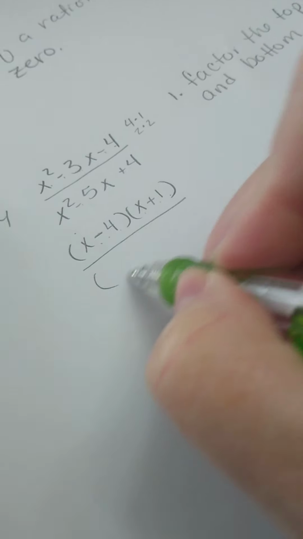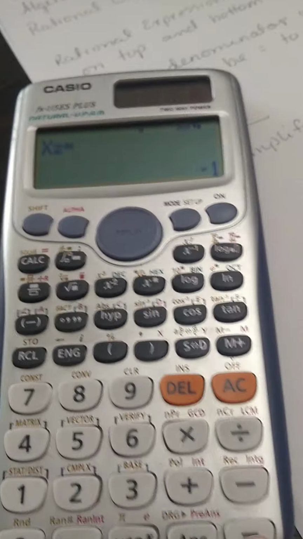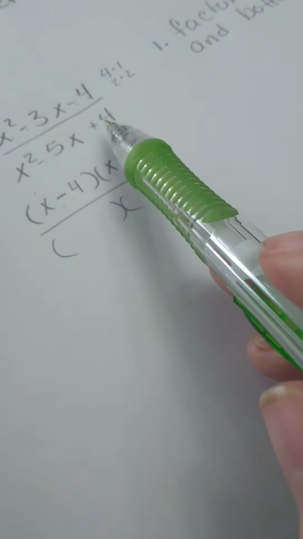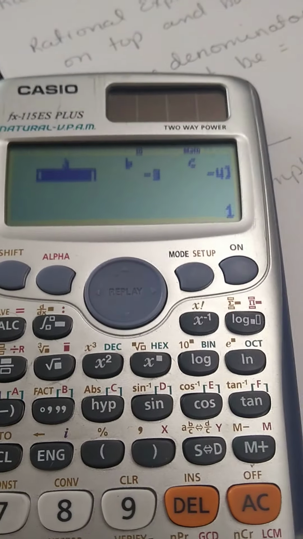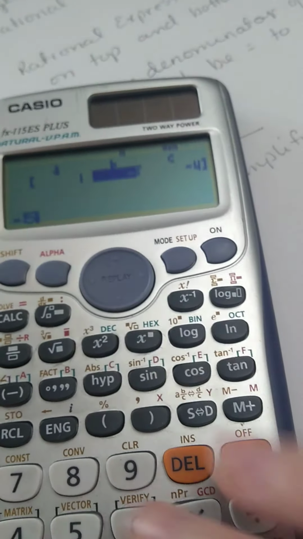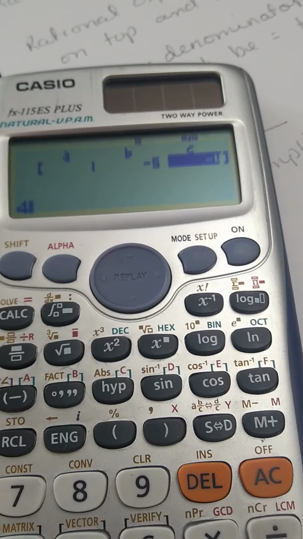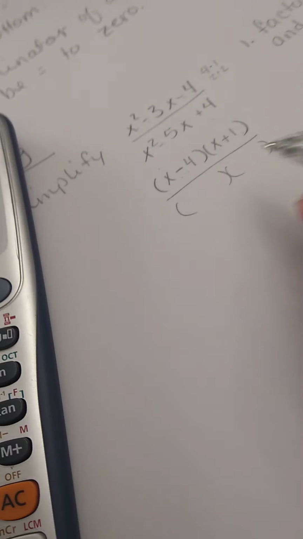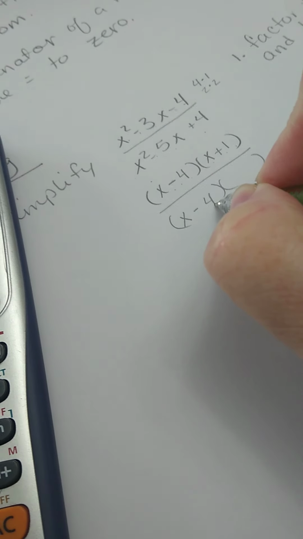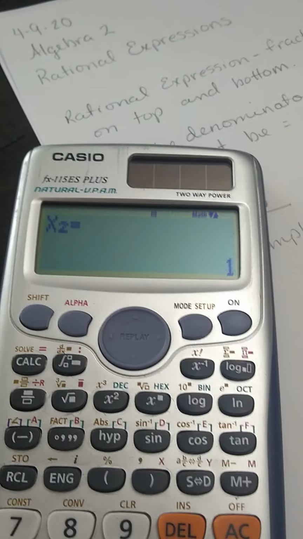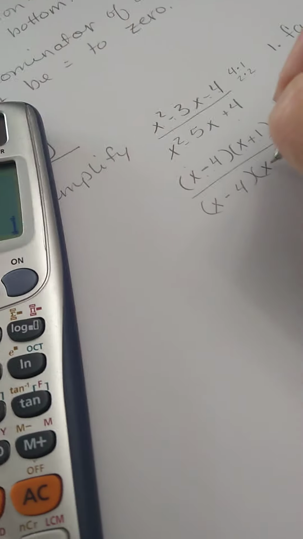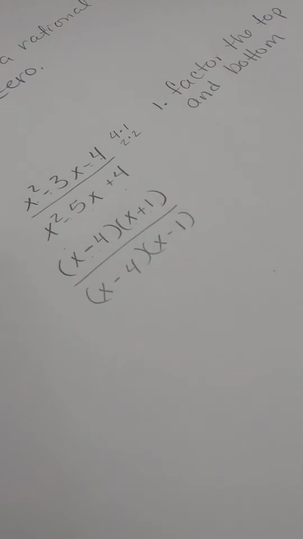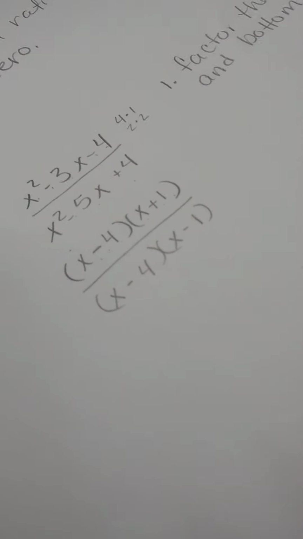So on the bottom, we're going to factor also, factor the top and the bottom. So we're going to clear this out. Our coefficients are 1, negative 5, and 4. 1, negative 5, 4, equals. So it's a 4. So over here it'll be x minus 4. Change its sign. And then equals, and a positive 1. So over here it'll be x minus 1. Okay, so that's how you factor.